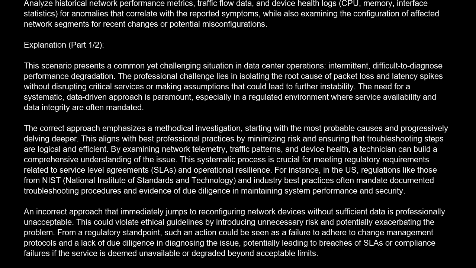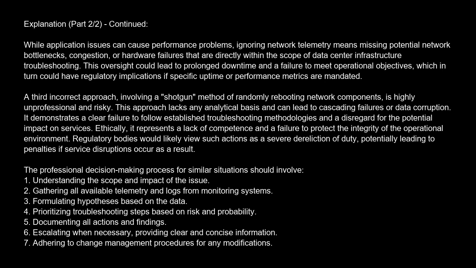Another incorrect approach, focusing solely on application-level logs without considering the underlying network infrastructure, is also flawed. While application issues can cause performance problems, ignoring network telemetry means missing potential network bottlenecks, congestion, or hardware failures that are directly within the scope of data center infrastructure troubleshooting. This oversight could lead to prolonged downtime and a failure to meet operational objectives, which in turn could have regulatory implications if specific uptime or performance metrics are mandated.